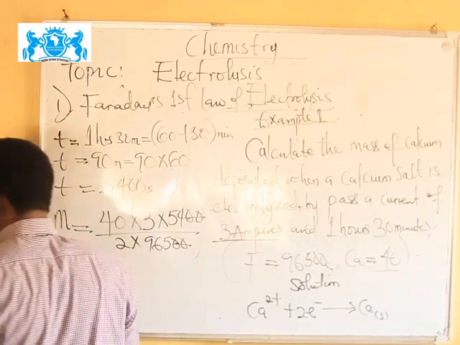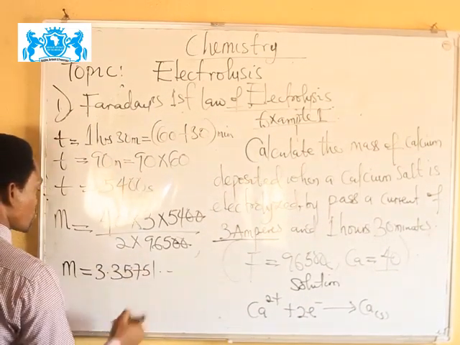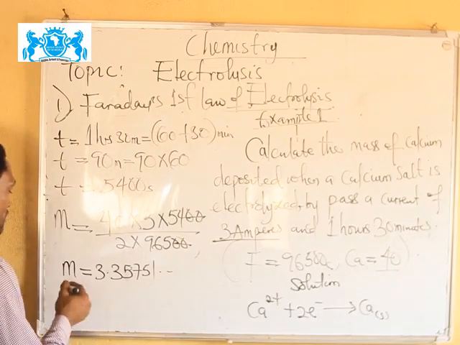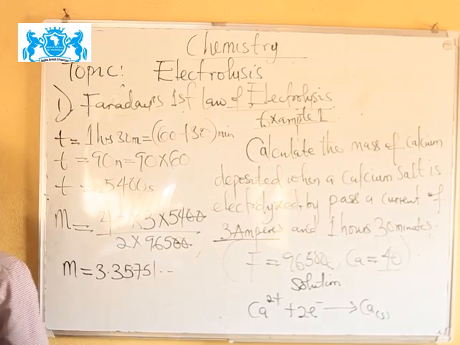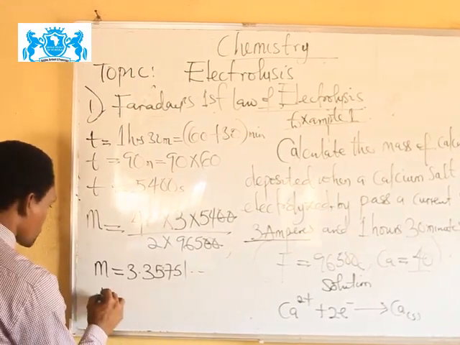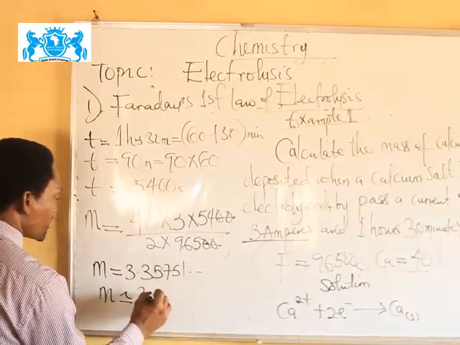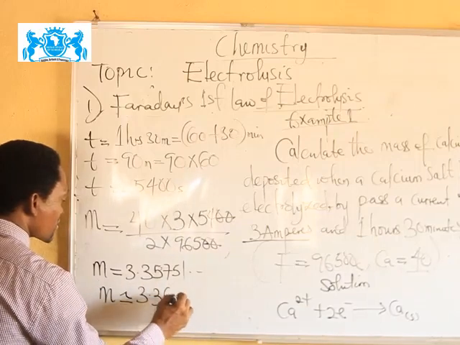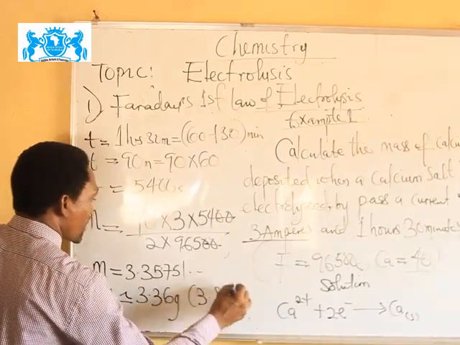We can quickly do it together. We can approximate. In chemistry, we always like our answers to be correct to 3 significant figures. So that gives us M is approximately 3.36 grams, correct to 3 SF.